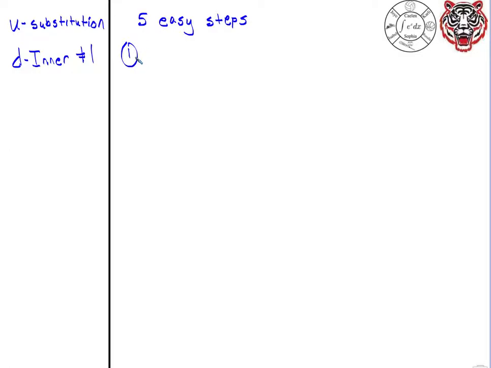Here we go. Step 1: find u and du/dx. So let's rewrite this again. We had the integral of 8, and we're not going to write anything on the top, so it can be on that first line. The integral of 8 times (4x plus 1) cubed.